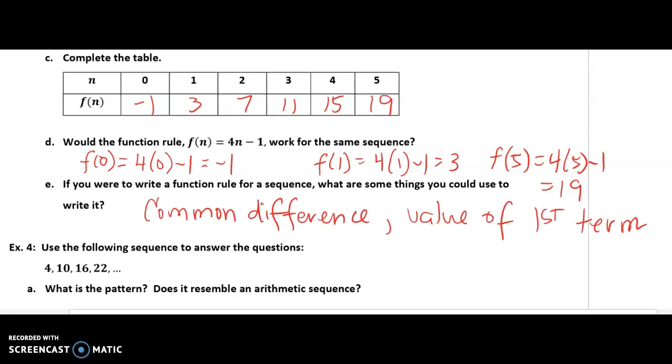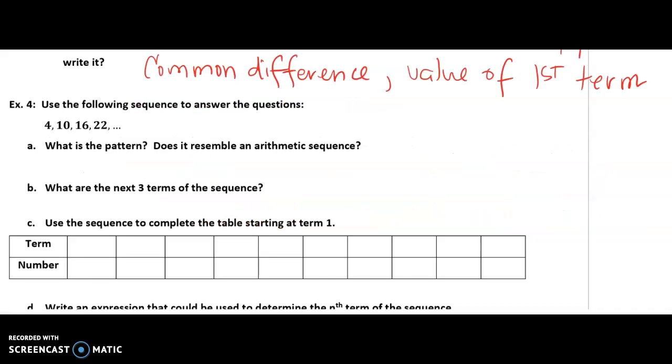What would be helpful to write a function rule for a sequence is to know the common difference and the value of the first term or any other term. So here is a sequence. Let's figure out the pattern and see if it's arithmetic. So we see to get from one term to the next, we need to add 6 every single time. And because of that, it is definitely arithmetic.